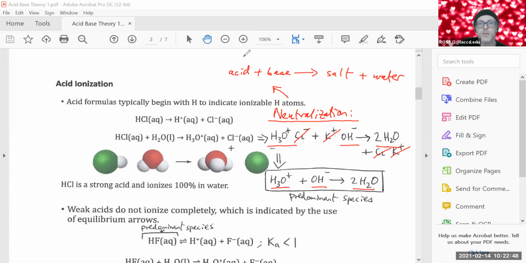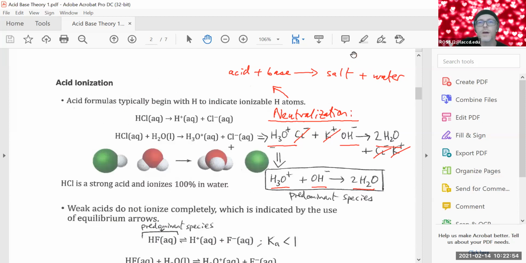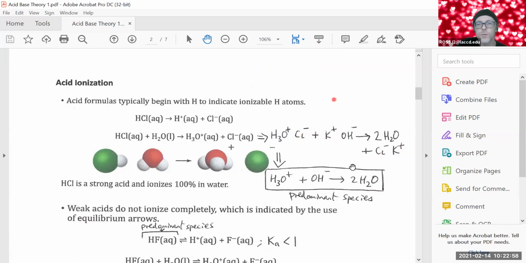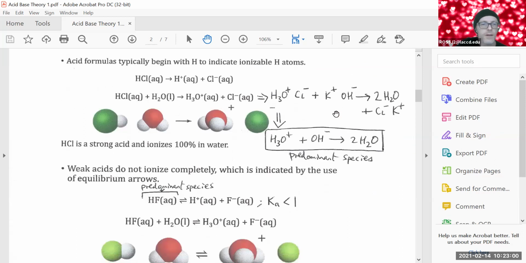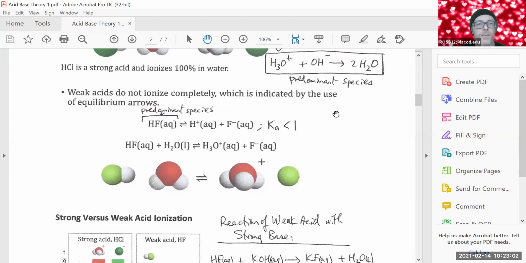So let's go back to scrolling mode. Oh, so I have to actually clear my drawings, otherwise it won't let me scroll properly. Okay. But if you need them, obviously you can go back in the video. So that's for strong acids and bases that dissociate 100% in water. What about weak acids and bases that only partially or incompletely dissociate?